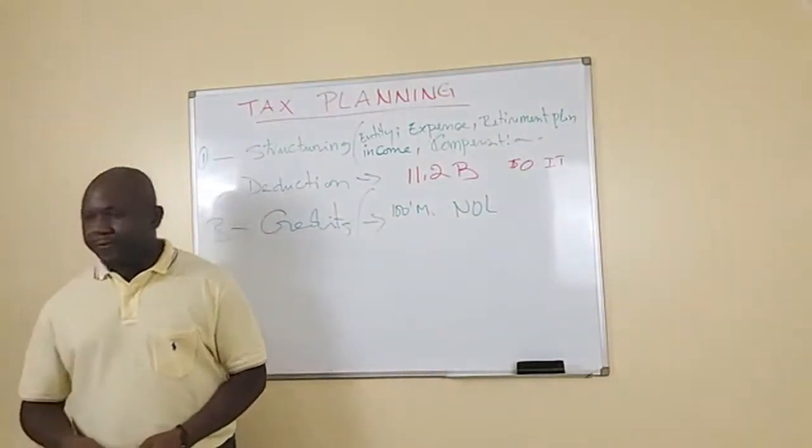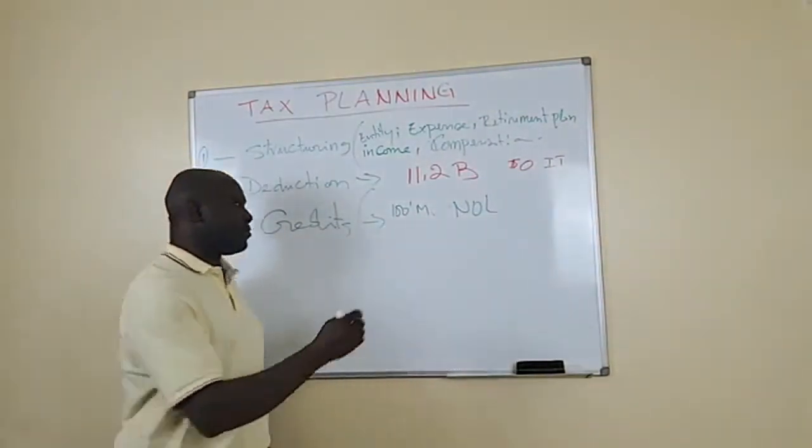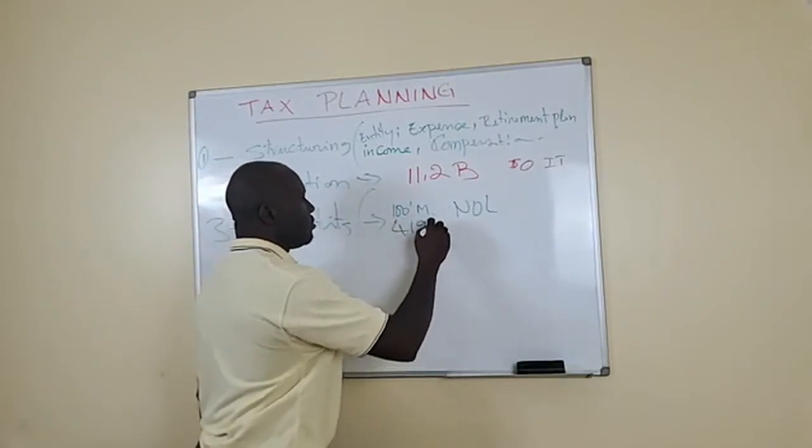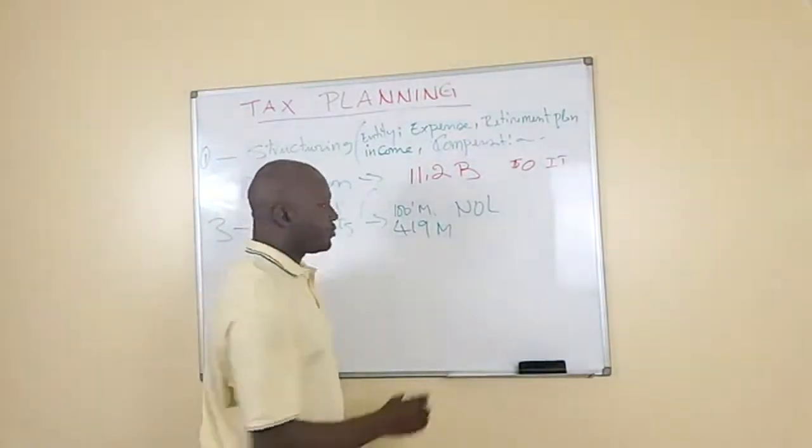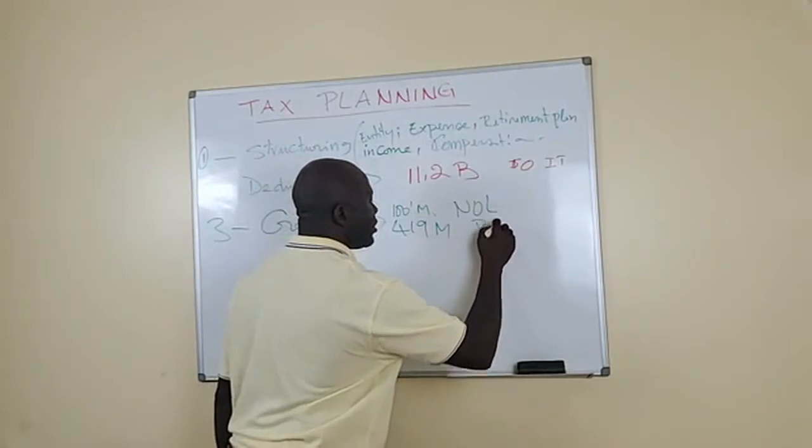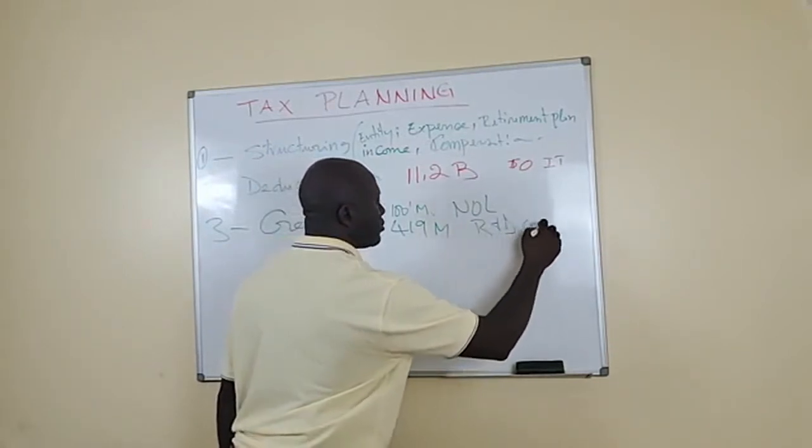Amazon took 419 million for what is called R&D credit.